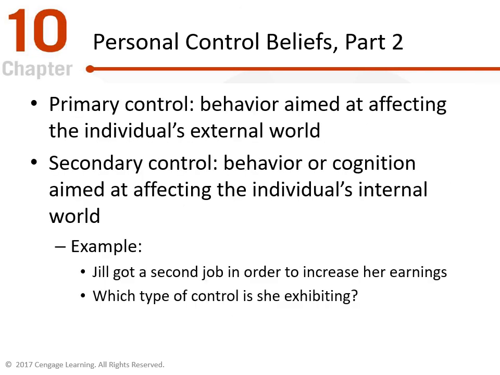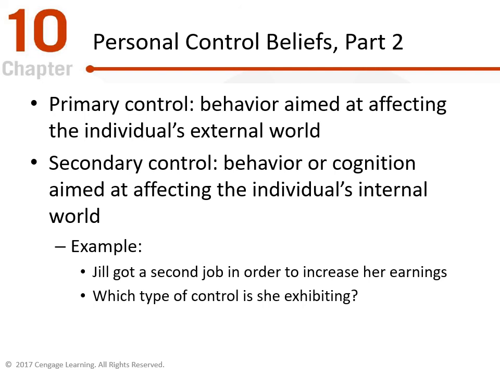So now let's take a look at primary control and secondary control when we're thinking of these personal control beliefs. The motivational theory of lifespan development breaks this down into primary and secondary control. Primary control is behavior that is aimed at affecting the individual's external world. Secondary control is behavior or cognition aimed at affecting the individual's internal world. So primary is influenced by biological factors such as stamina. Can I work 2 jobs? So it changes over time. When I'm young, I may have a lot of stamina and I can work 2 jobs. It's very low influence in childhood to high influence in middle adulthood and very low again in late adulthood.